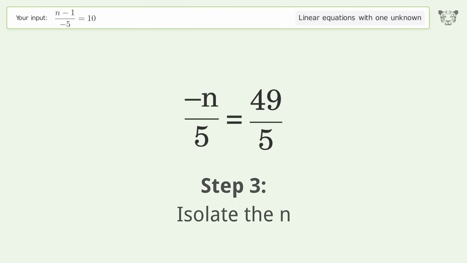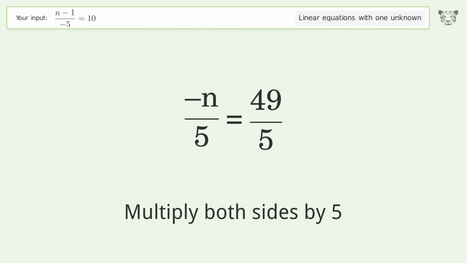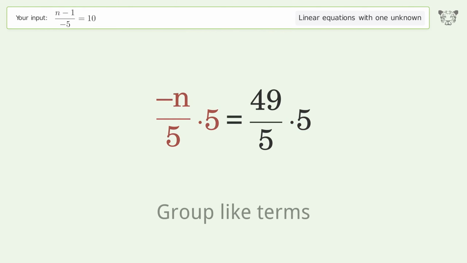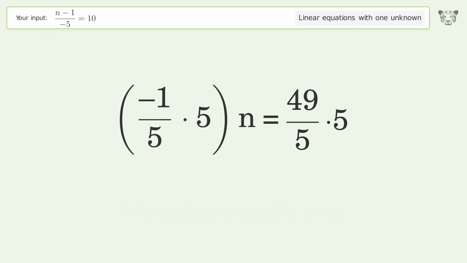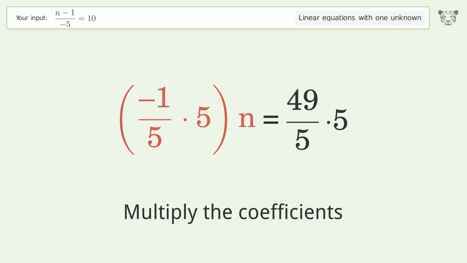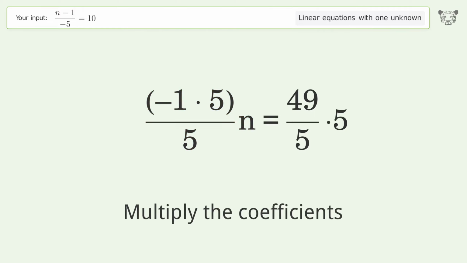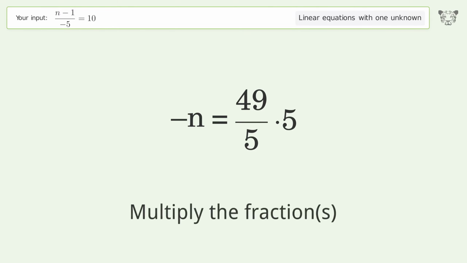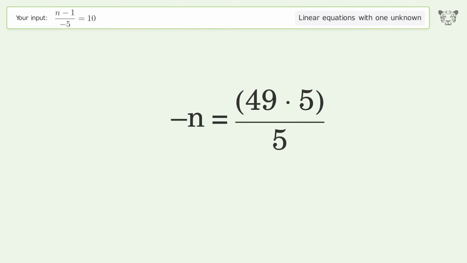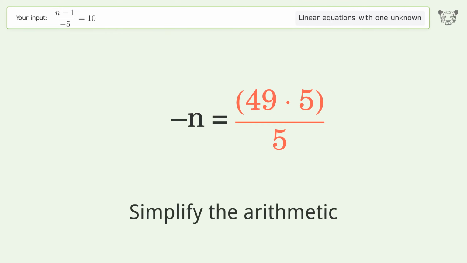Isolate the n. Multiply both sides by 5. Group like terms. Multiply the coefficients. Simplify the arithmetic. Multiply the fractions. Simplify the arithmetic.